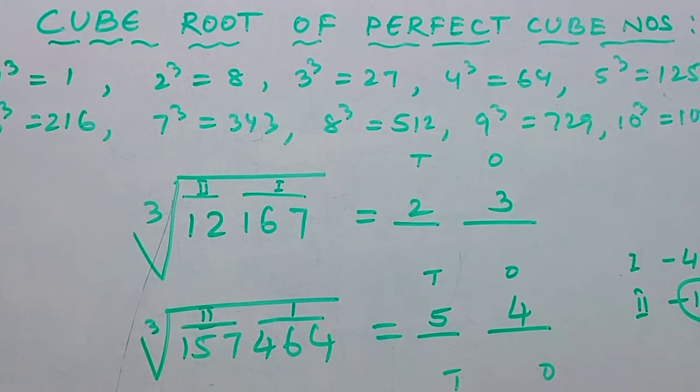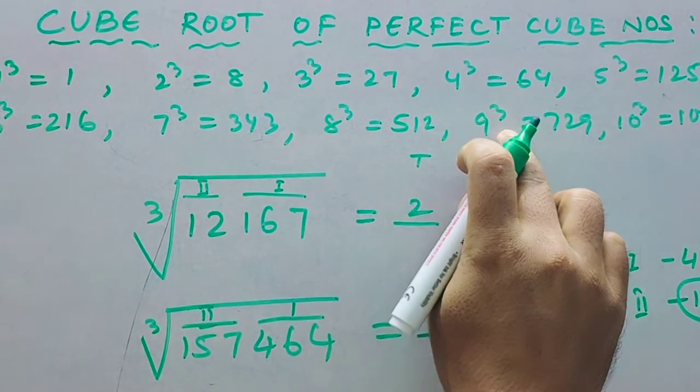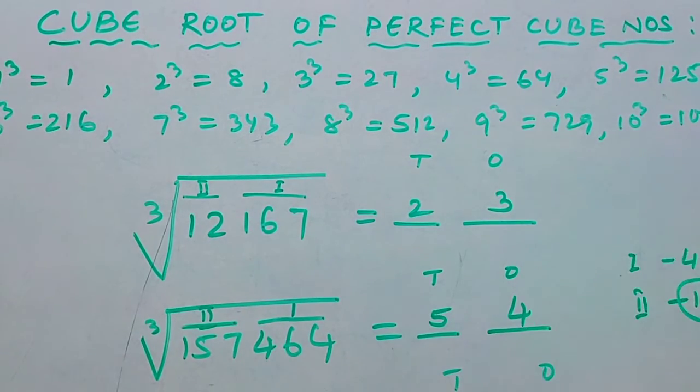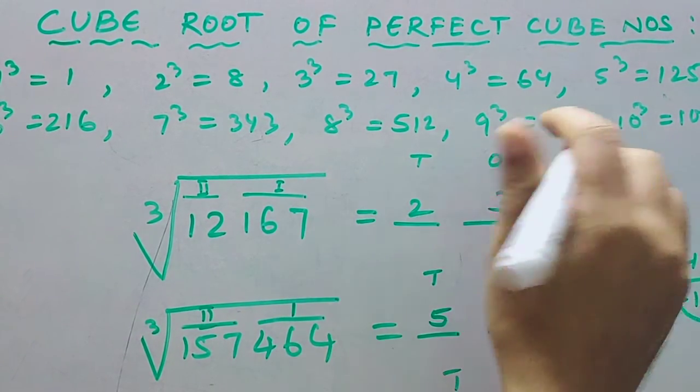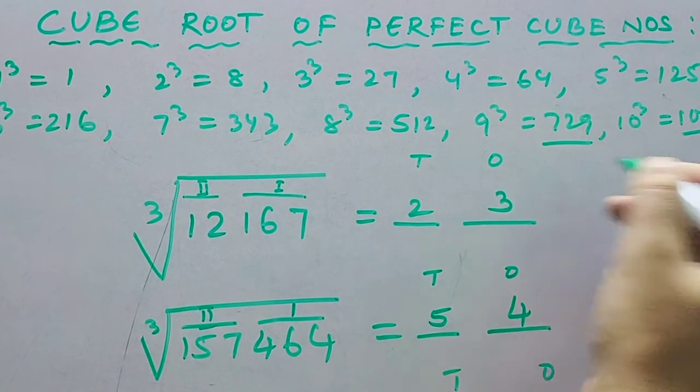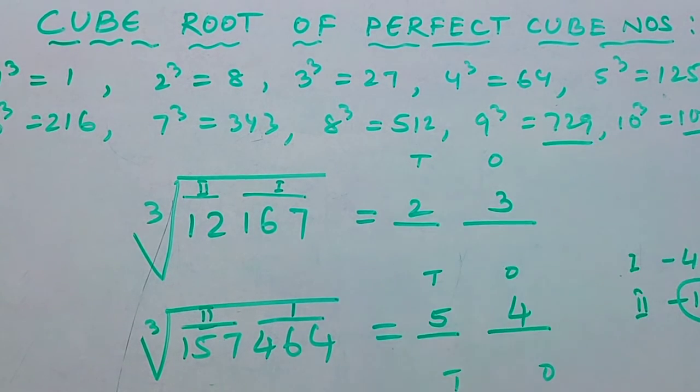Then the second group is 941. 941 is between 9 cube and 10 cube. 941 is between this number and this number. So which one is the smaller number? This one is the smaller number, so that means 9. So your answer will be 98. The cube root of this number will be 98. So this is the method of how we are going to find the cube root of any perfect cube number.